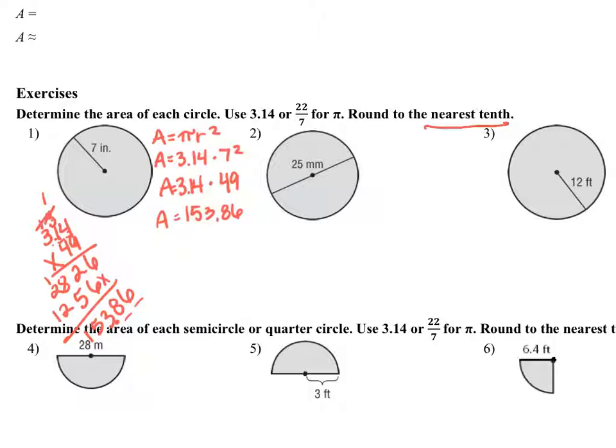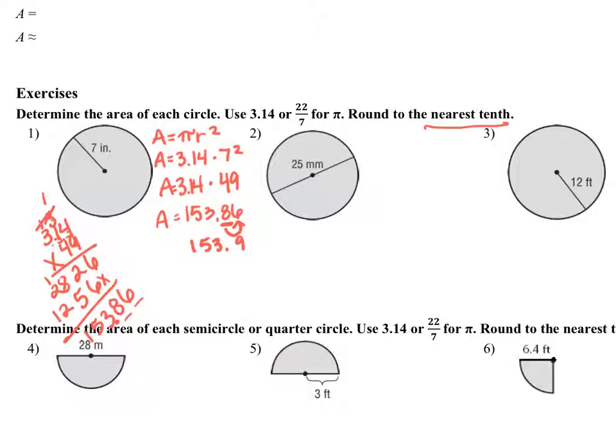Okay, so what's my tenth? What number's in my tenth spot? 8. Wait, 8 is in my tenth spot, so I look behind. Is it 4 or less or 5 or more? It's 6, so we're going to round up. So it's going to be 153.9.